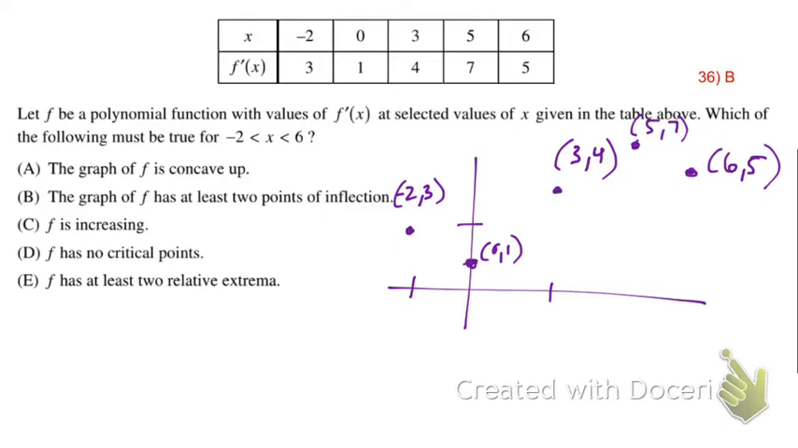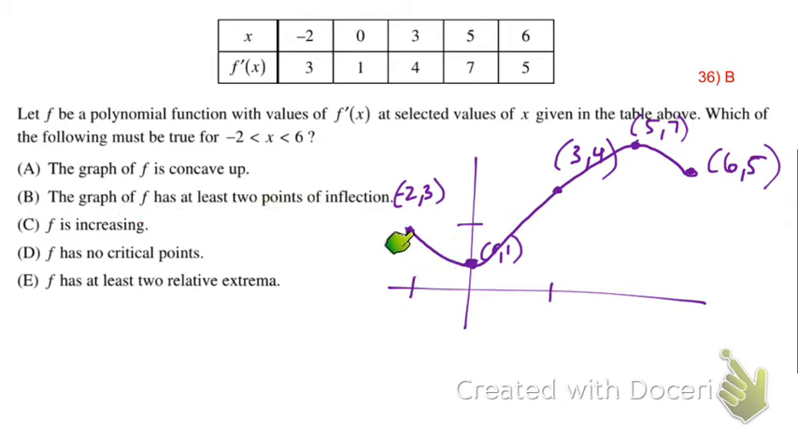It says the graph of f is concave up. Well, if this is the derivative, the easiest way I can connect it is like this. All right? If this is the derivative, it is concave up from 0 to 5, but it's concave down from -2 to 0 and from 5 to 6 because it's decreasing. So no, A is not true. The next one, the graph of f has at least 2 points of inflection.